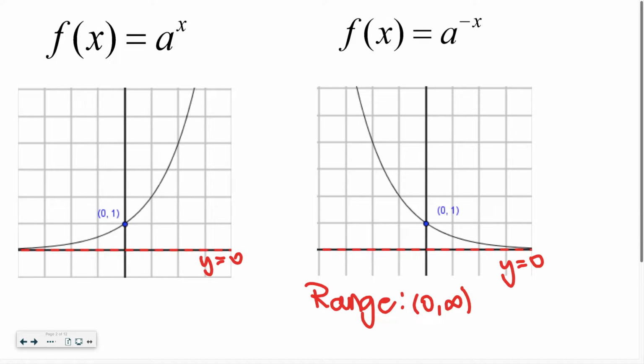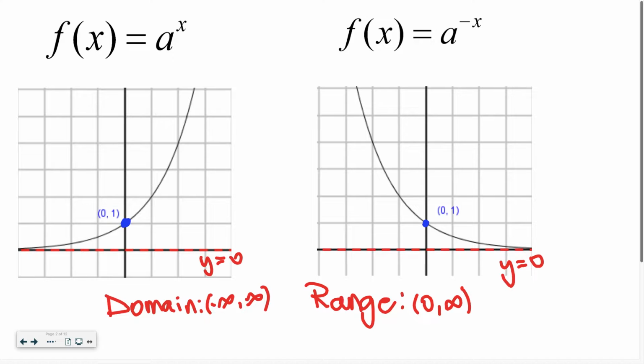Okay? What about our domain? What's our domain? Yeah, all real numbers. Okay? We can plug anything into an exponential function, not a problem. Okay? Notice how our parent function does have a y-intercept of (0, 1). Okay, let's talk about why. What is anything to the 0 power? 1. So our parent graph is going to have a y-intercept of 1.